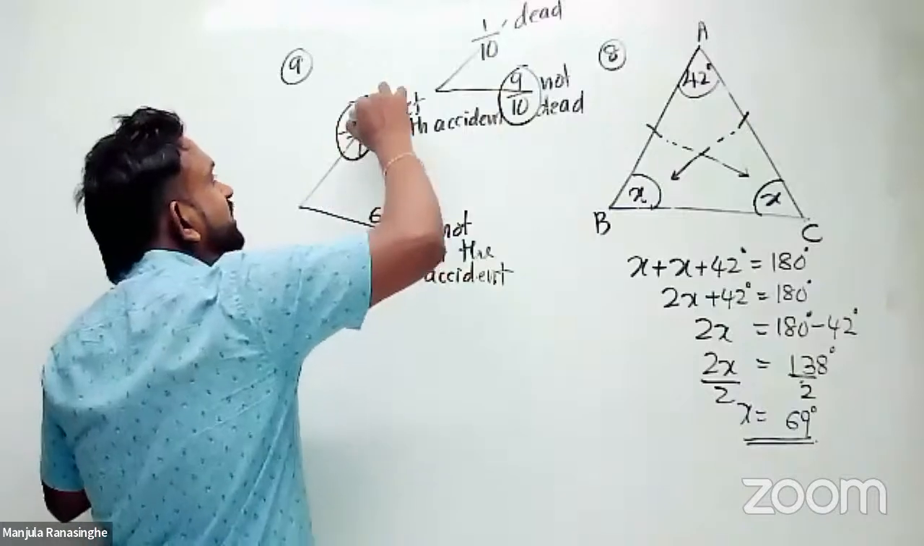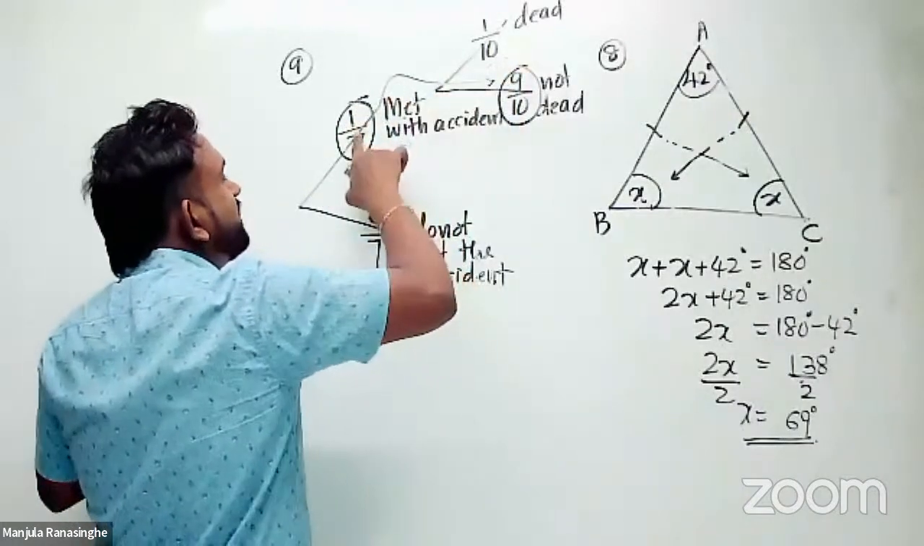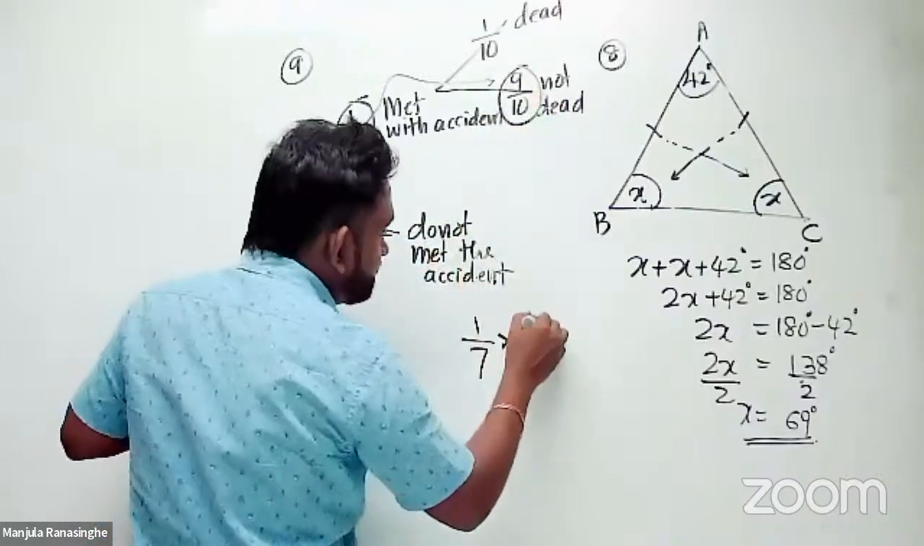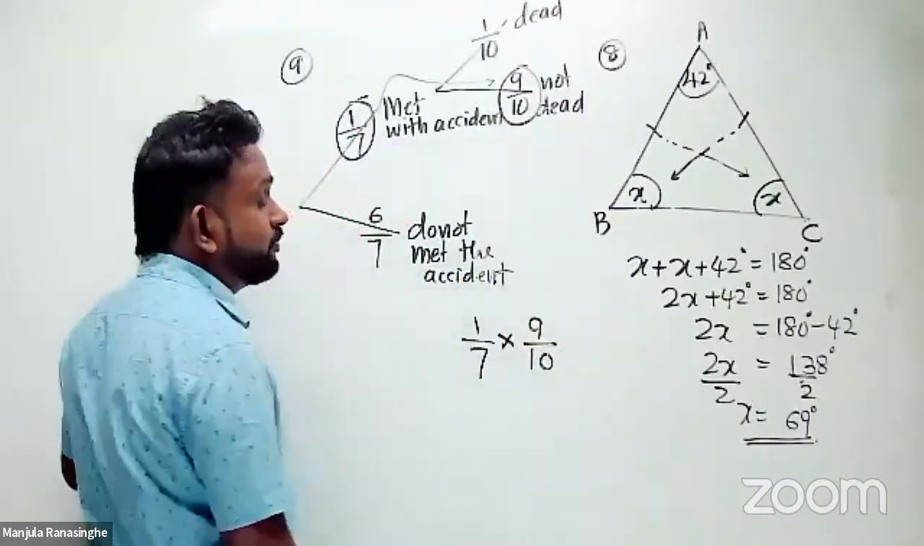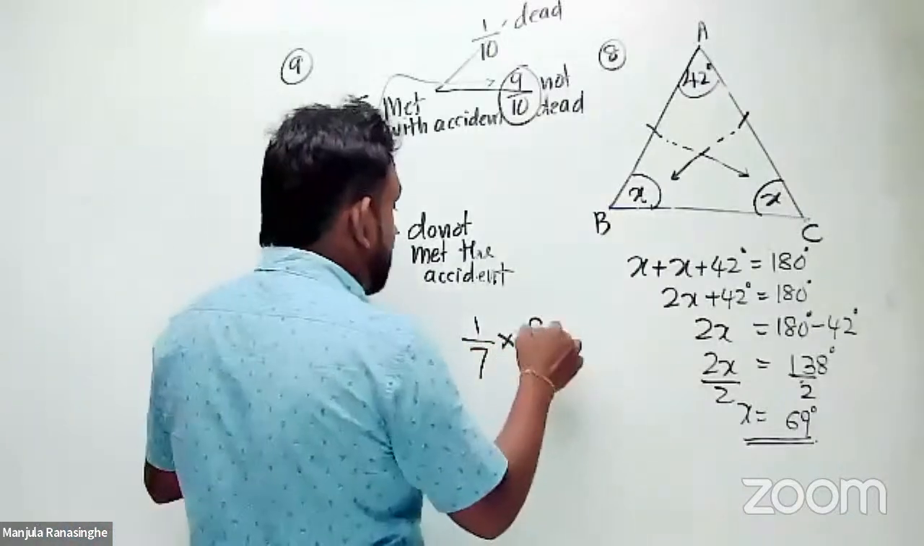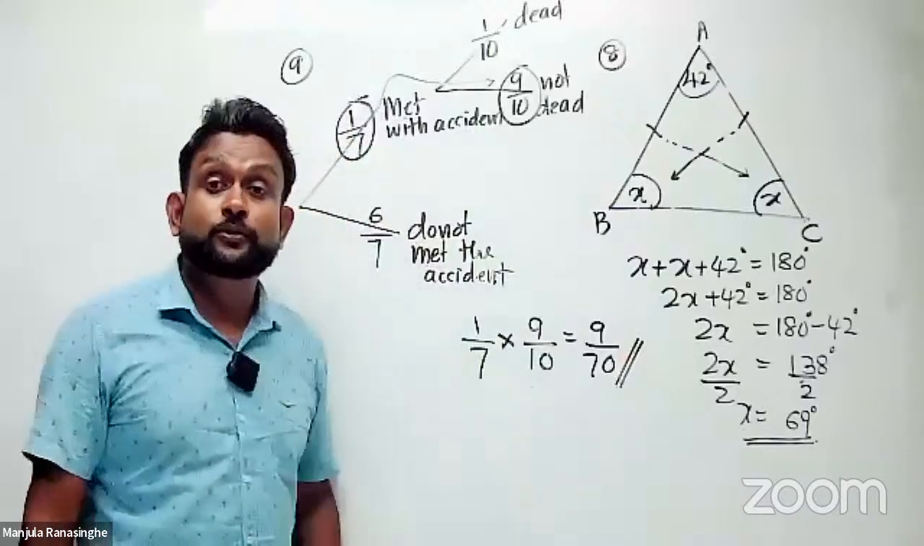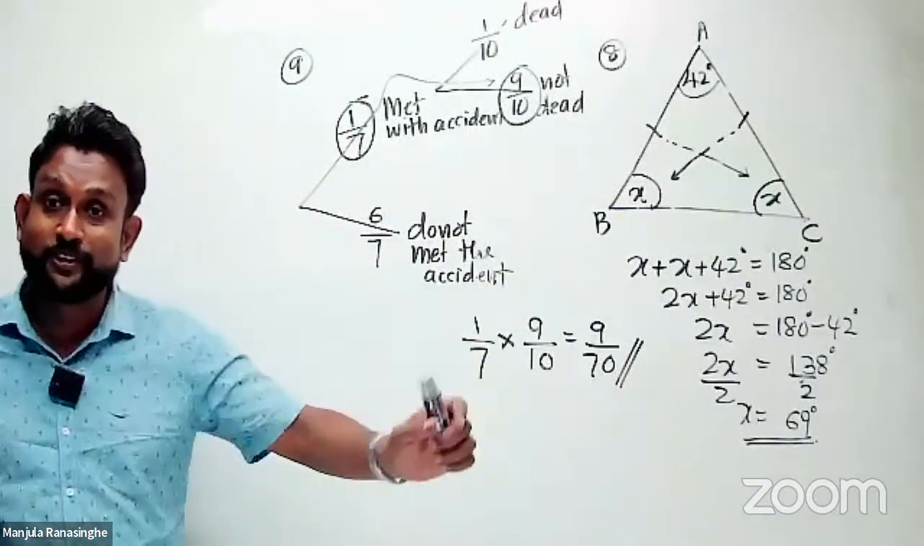So which branch are they discussing? This branch. Meeting accident is 1/7, and not dead is 9/10. So you can multiply these probabilities: 1 into 9 upon 70. So that's the probability. Hands up those who got this answer.